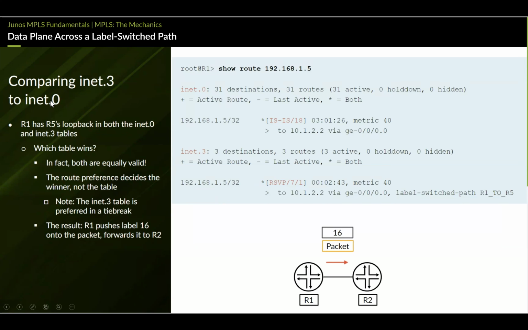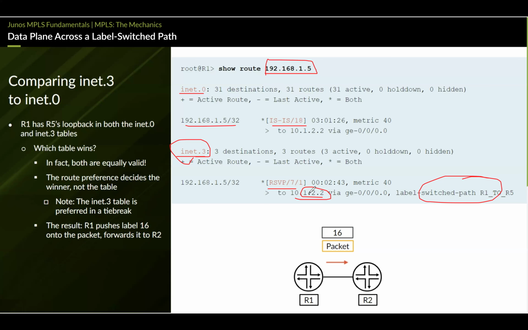Comparing INET.3 and INET.0. See here, one route, show route. This is our destination. When you're checking the INET.0 table, we're getting one routing protocol. The routing protocol name is ISIS, and the same information is coming from INET.3, and this is getting through RSVP, and this is the next hop, and this is the LSP. So this is basically the structure of the INET.3 table and the INET.0 table.